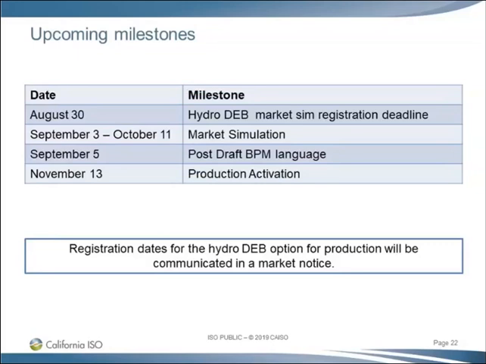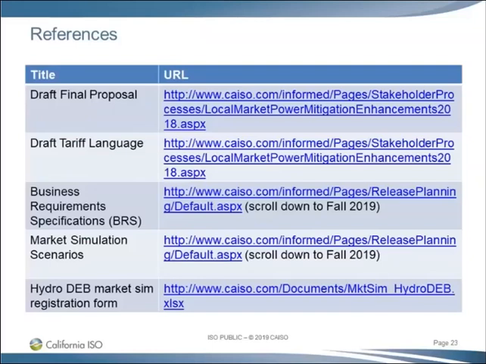The registration date for the Hydro DEB option in production, as I mentioned earlier, will be communicated in a market notice. And finally, this presentation will be posted in the Learning Center on the ISO website, along with a recording of this call in case any of your friends and neighbors want to listen to it and they were not on the call. And finally, there are some references to documents related to this initiative. So if you're interested, you can certainly use the document to get to those things.